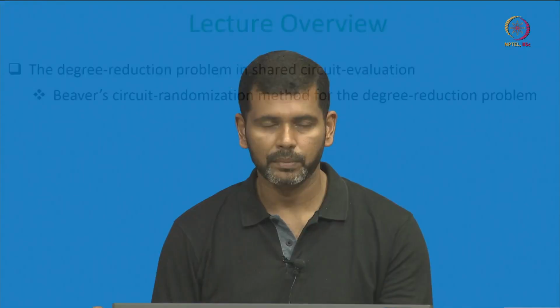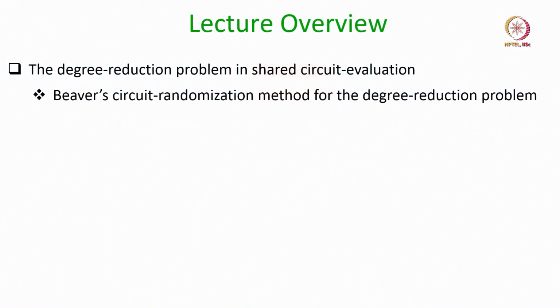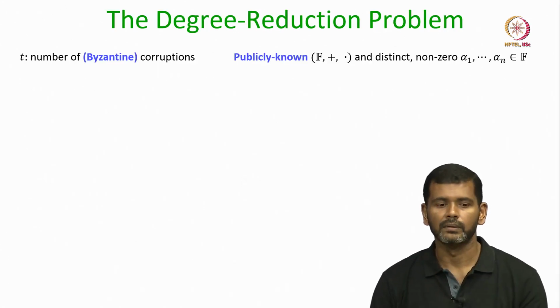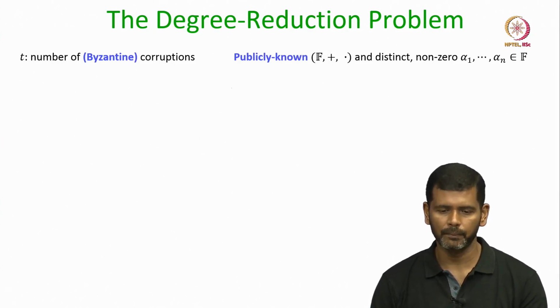So, in this lecture we will introduce the degree reduction problem in the context of shared circuit evaluation, and then we will discuss Beaver's method for the degree reduction problem, Beaver's solution for the degree reduction problem. This degree reduction problem occurs in the context of shared circuit evaluation in the BGW protocol.